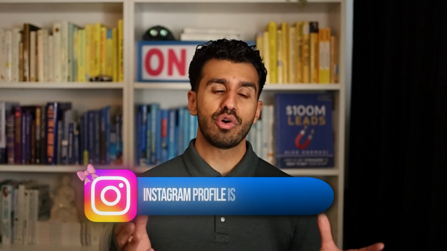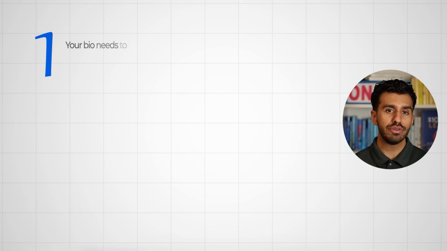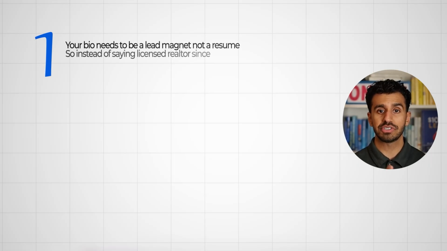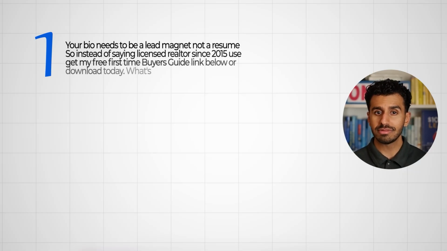You can kind of add fuel to the fire if you throw paid ads on it, but that's a different tactic for another day. Now, your Instagram profile is prime real estate, but most agents waste that space. So here's how you optimize it for maximum lead generation capabilities. First, your bio needs to be a lead magnet, not a resume. So instead of saying licensed realtor since 2015, use get my free first time buyer's guide, link below, or download today, what's your home worth in 2026?